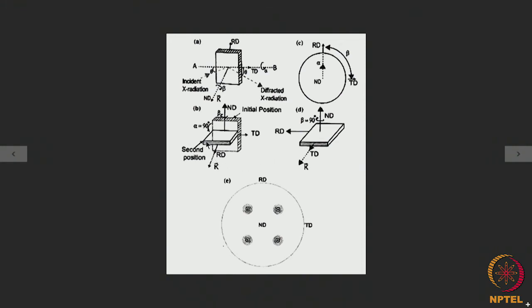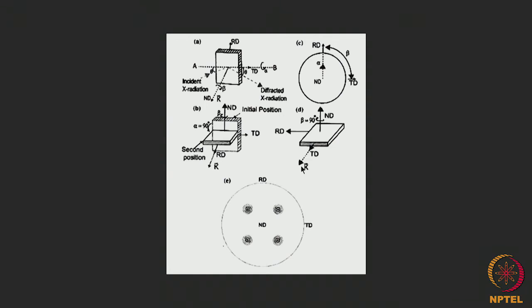Now, when it is rotated into the horizontal position, if it is given a rotation of 90 degrees in this direction, then RD comes over here, and TD, which was in this direction, by 90 degree rotation comes over here. The K vector now assumes the same direction as before. You see, the K vector never changes, because the direction of incidence and the diffracted radiation never change. So, the K vector does not change.